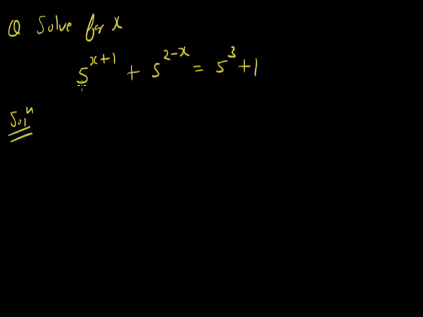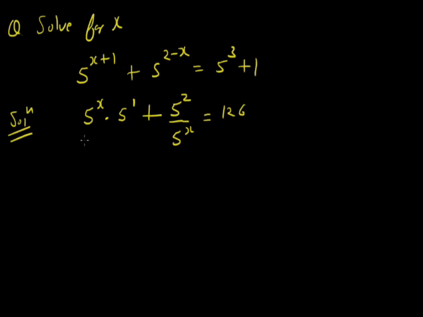5 raised to the power x plus 1 can be written as 5 raised to the power x multiplied by 5 raised to the power 1. We know that when we multiply and the base is the same, the powers get added. So this expression can be written as 5^x times 5. Clear? Now this expression, 5 raised to the power 2 minus x. When is the power minus? When they are divided. So we can write it like this: 5 raised to the power 2 divided by 5 raised to the power x, is equal to, the cube of 5 we know is 125, plus 1, that is 126.